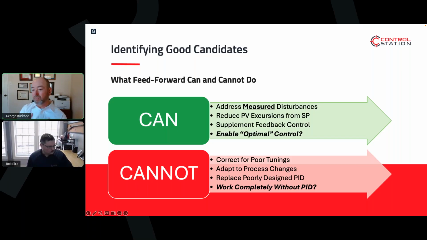But with feed forward, we can avoid some of those upsets and disturbances, or at least reduce the impact of those disturbances enough so that feedback control is just maybe acting like a trim. And I'll leave this last bullet there, enable optimal control, as a question for you to think about, and I'll come back to it in a minute.